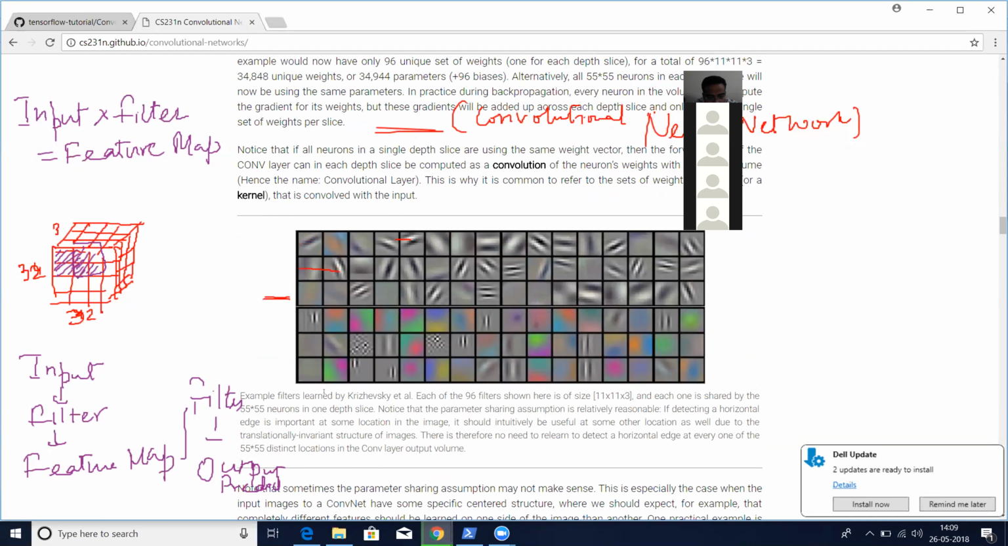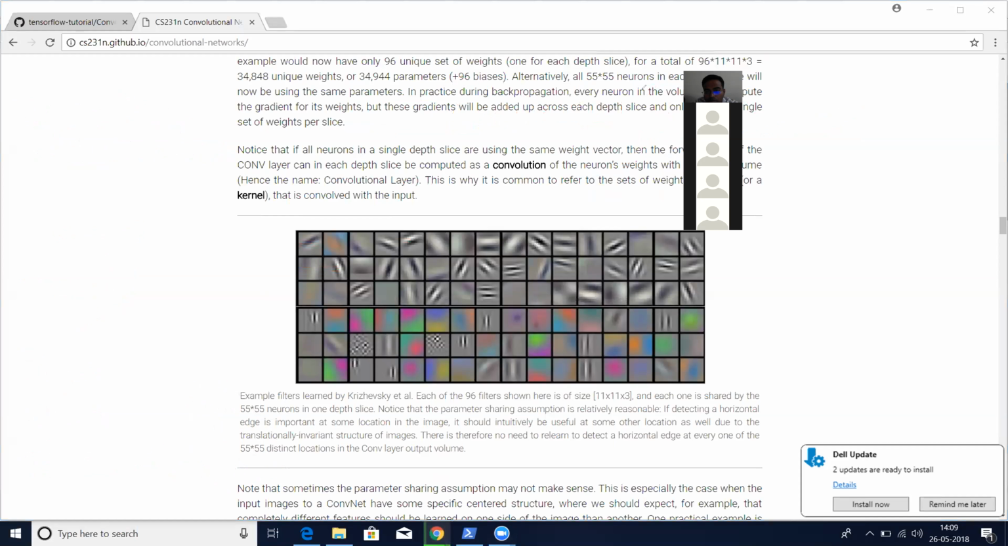Okay, example filters learned: each of the 96 shown above are of size 11 cross 11 cross 3. Each one is shared across 55. Okay, so to put it in simple words, what you're doing here is you have the input data.